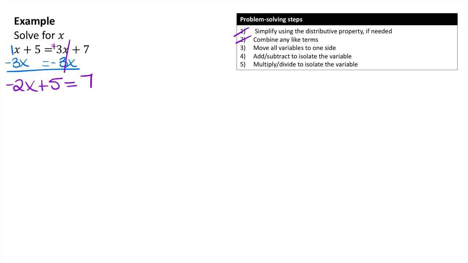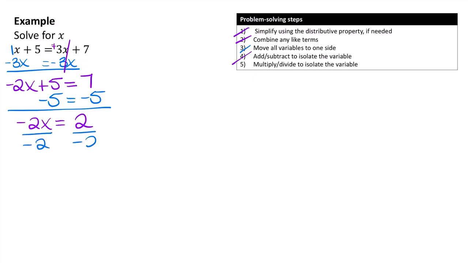Now, in order to get x by itself, I need to work on adding or subtracting to isolate my variable. I have a plus 5, so the opposite of plus 5 is to do minus 5. So I minus 5 on both sides, which gives me negative 2x equals 7 minus 5, which is 2. Now I'm going to do my multiplication or division. So in this case, I have negative 2 times x, so I'm going to undo that by dividing both sides by negative 2. And that is going to give me x equals negative 1.